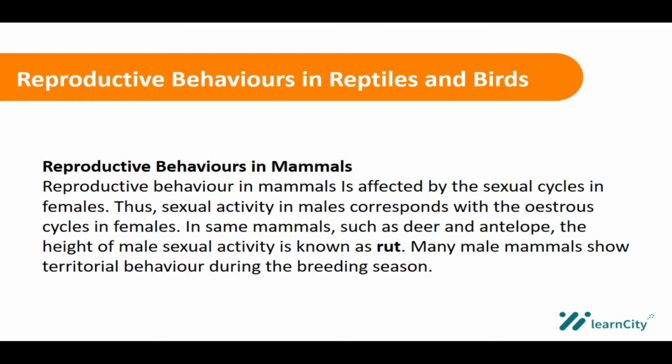Now let's talk about the last group of vertebrates, which is mammals. Reproductive behavior in mammals is usually affected by the sexual cycles in females. The sexual activity of the males corresponds with the estrous cycles in the females. In some mammals like the deer and the antelope, the height of male sexual activity is known as rut, R-U-T.